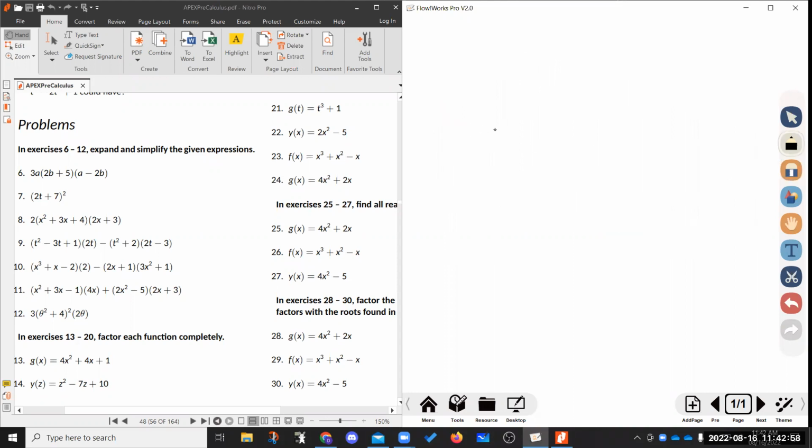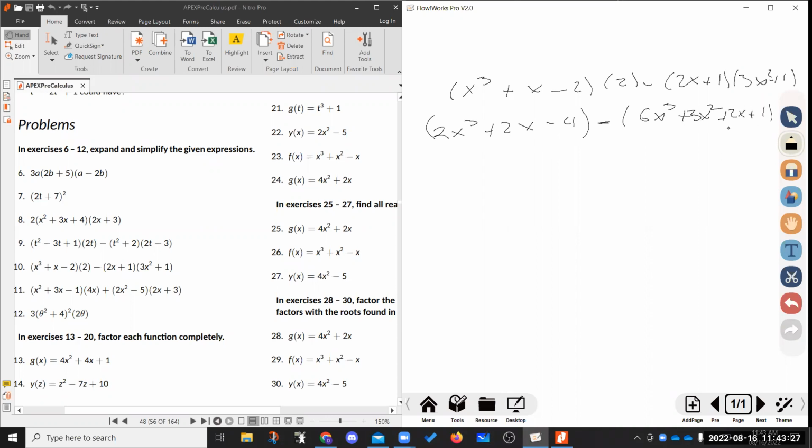That was number 9. On to number 10. x to the third plus x minus 2 times 2 minus the quantity 2x plus 1 times the quantity 3x squared plus 1 is going to be 2x to the third plus 2x minus 4 minus the quantity 6x to the third plus 3x squared plus 2x plus 1. I went ahead and wrote it in descending order to start off with, so that I'd get the x to the third term, and then the x squared term, and then the x, and then the constant.